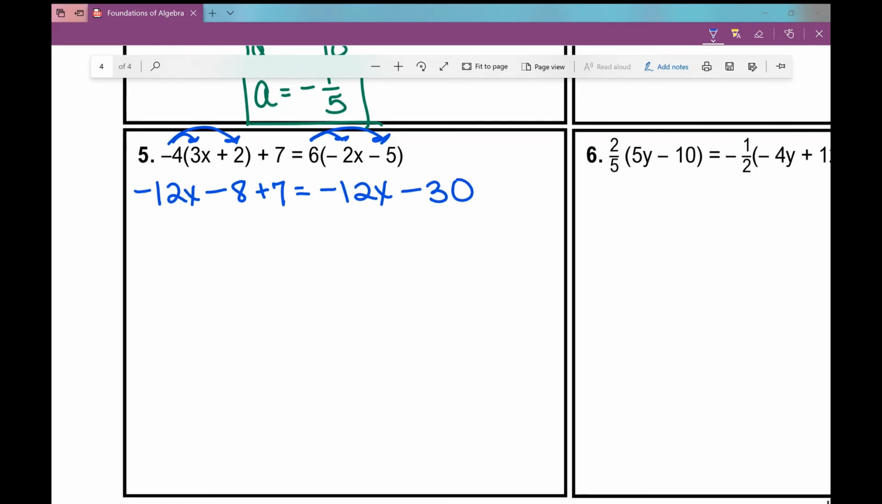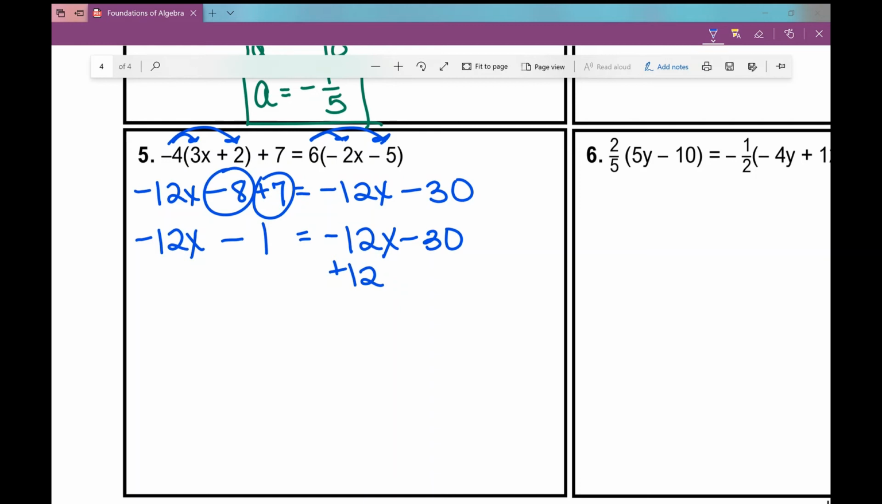And I still have terms on the left side of my equal sign that I need to combine. So negative 12x minus 1 equals negative 12x minus 30. And now let's move our variable to one side. So I'm going to add 12x. What term does it affect? The other x term. And what do you notice here? The x's, the variable, cancels out. So I'm left with this right here.